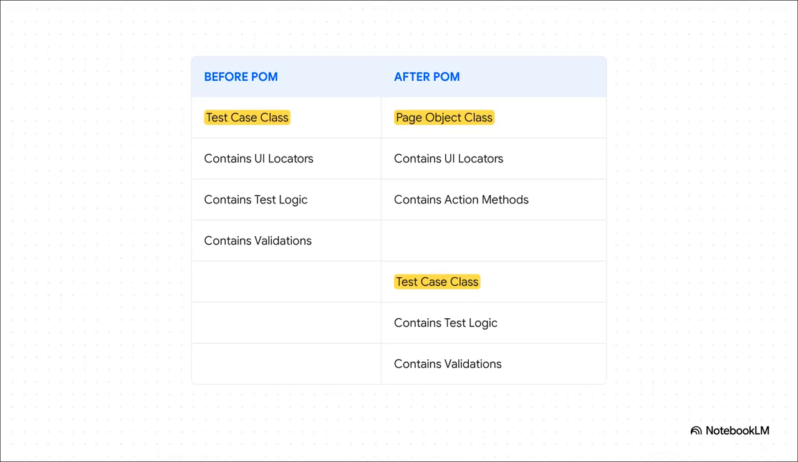Before POM, your test case class was just a monolith. It did everything. But after you bring in the pattern, you split up the work. You create a new thing, a page object class. That's where you put all the UI locators and the action methods, things like enter username or click login button. And your test case gets super clean and simple. All it has is the high-level steps of the test and the final checks.